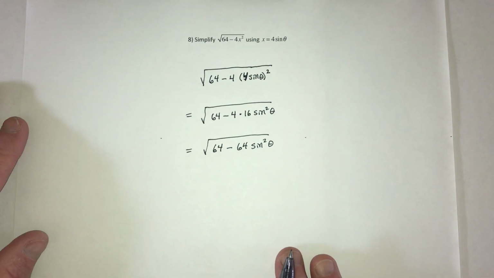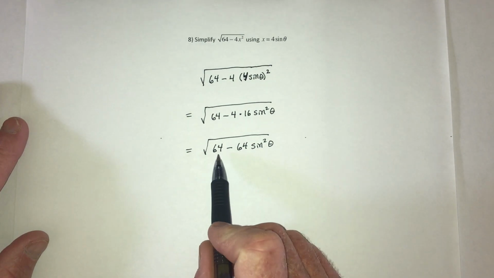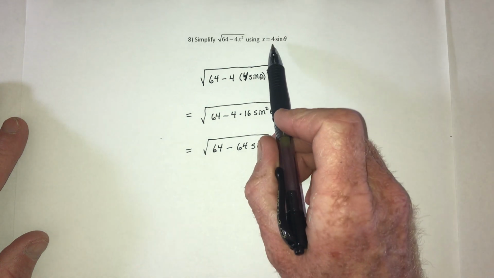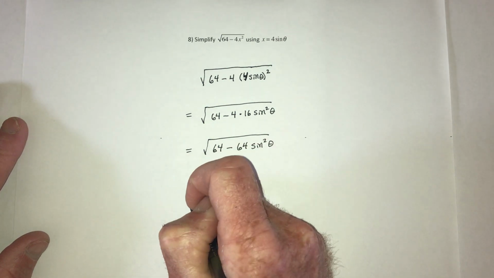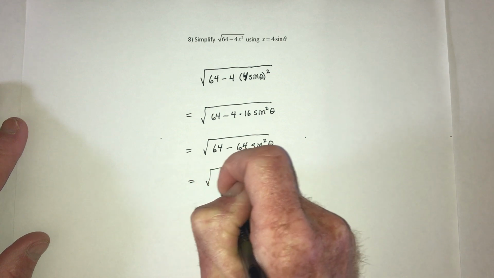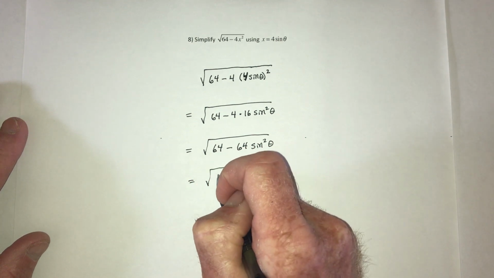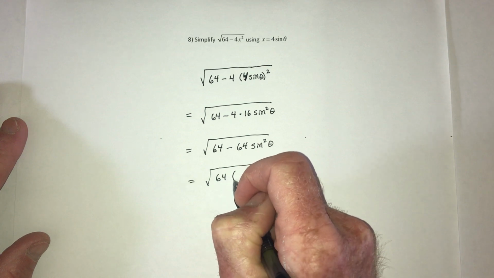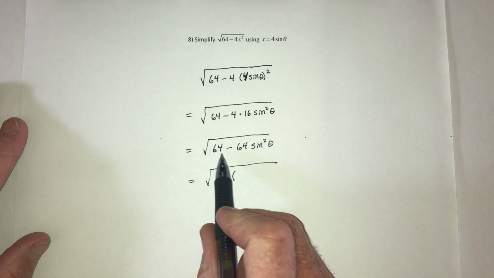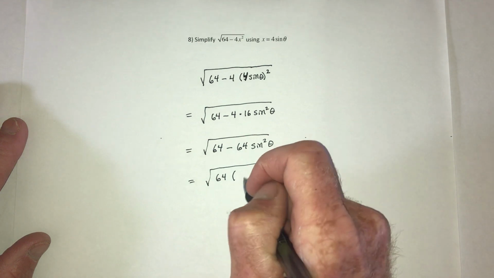Well, that's quite a coincidence that it's got 64 and 64. That's why that was chosen to be a 4 times sine, so that it would work out that way. Now continue with simplifying. So I could factor out 64, and then it would leave 1 minus sine squared.